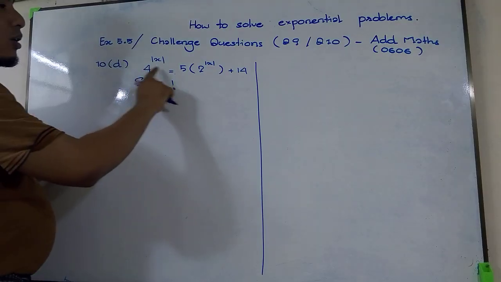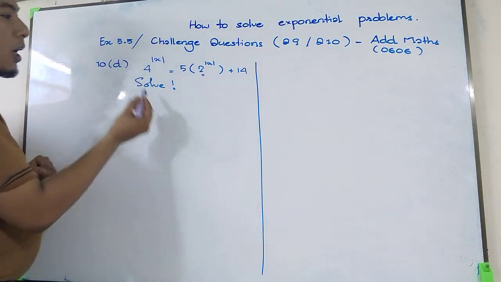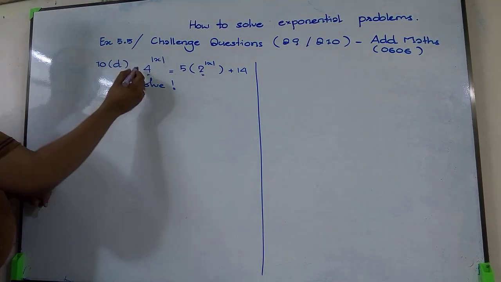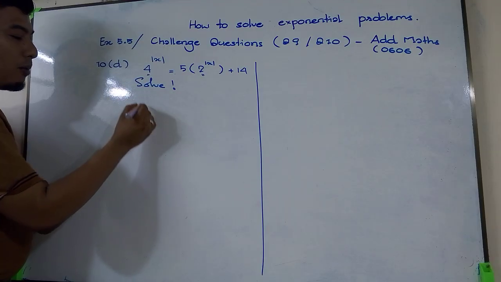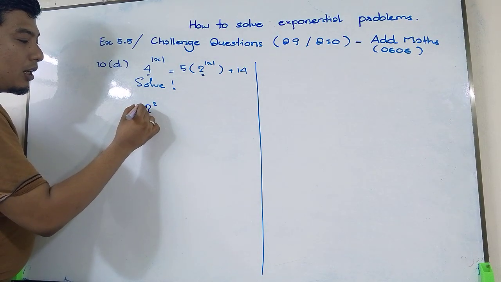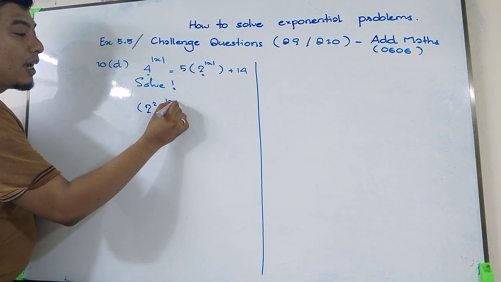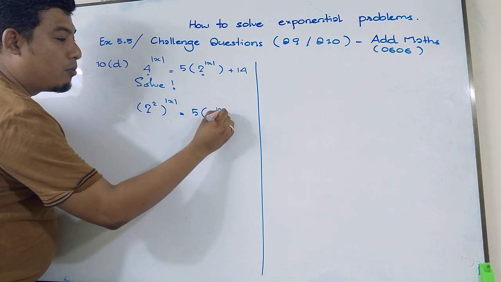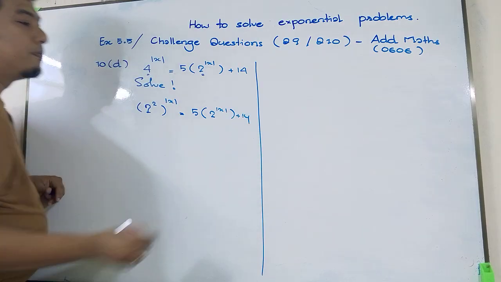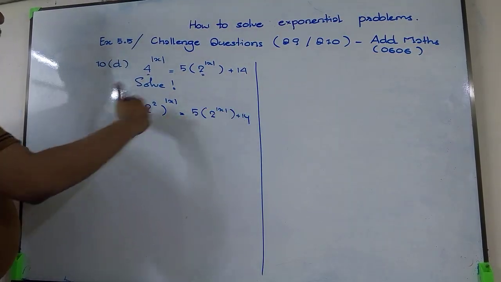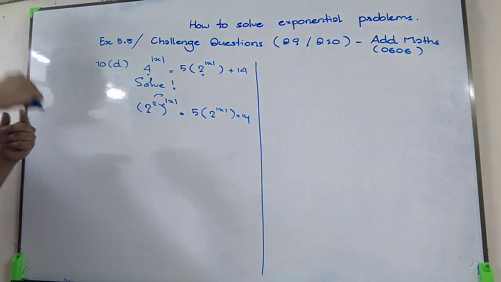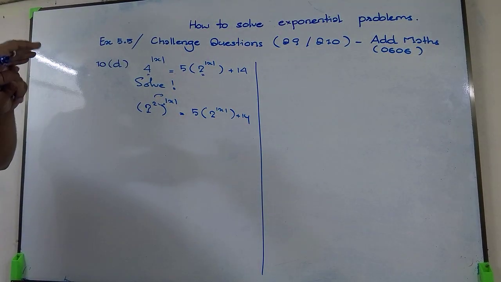Before I start, I know that this is base 2, but this is base 4, so I have to make sure the base is the same for everything. So now I'm going to rewrite 4 as 2 squared, the whole to the power modulus x, is equal to 5 times 2 to the power modulus x plus 14. And then I can shift everything to one side, so I can change those two powers. Because of the power over power, you can multiply and then you can separate them back.